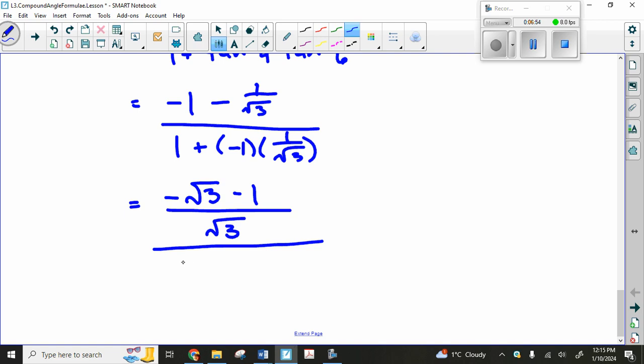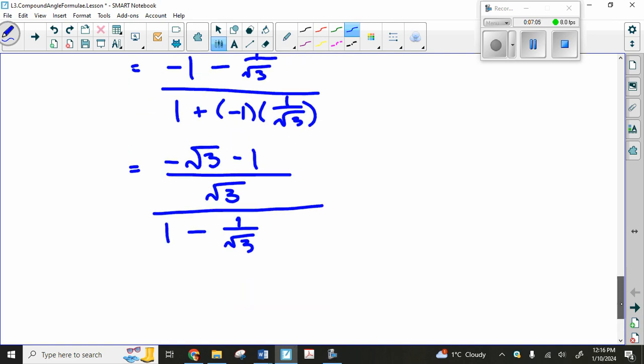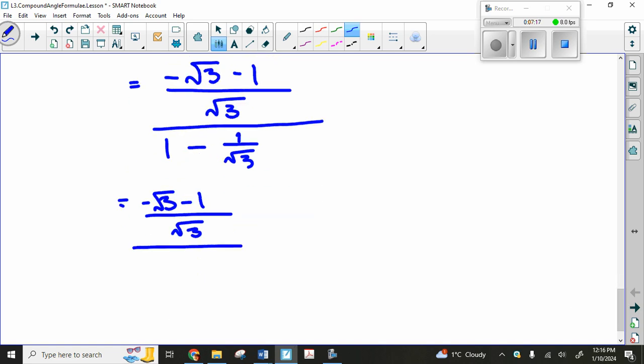So all over, 1 stays the same, minus 1 times that is, I'm going to do it in 2 steps, sorry. Then I've got negative root 3 minus 1 all over root 3 over the exact same thing, right? There's not a negative in front of that one. That one's just going to be root 3 minus 1 over root 3. Interesting. We're dividing this big ugly fraction by another fraction. We have to invert the second fraction and change it to multiplication.